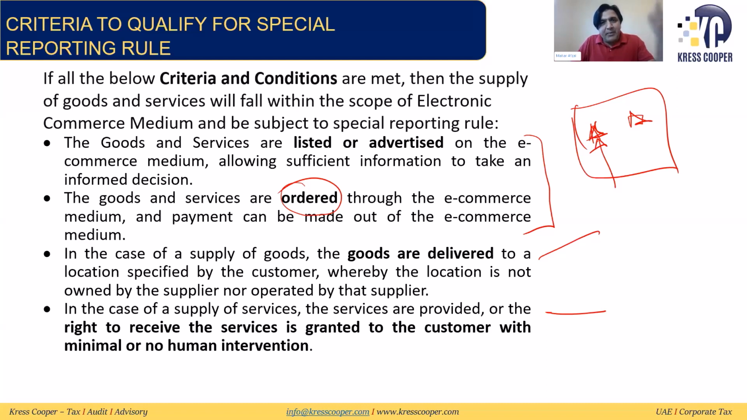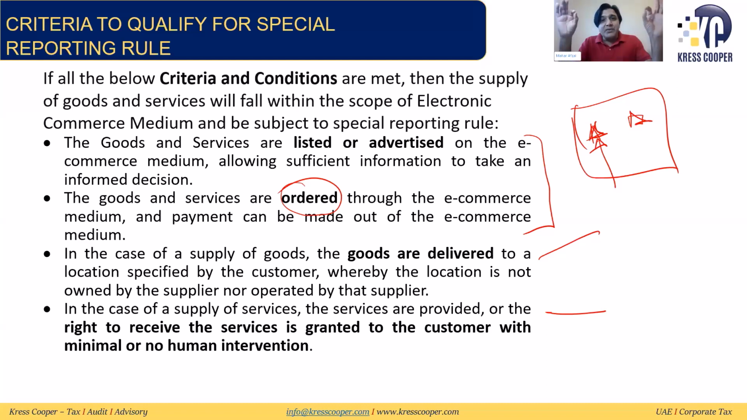Payment doesn't matter. Maybe you are paying through the bank, maybe through the e-commerce platform, maybe in cash, it doesn't matter. But you must be able to place the order through the platform, and all these terms and conditions should be there: the discount, the delivery terms, the payment terms. So if the goods or services are listed on the platform, and can be ordered through the platform, it doesn't matter how the payment is made.